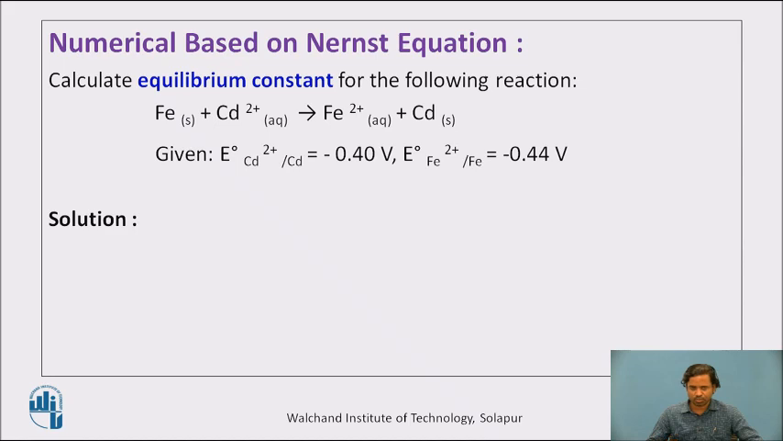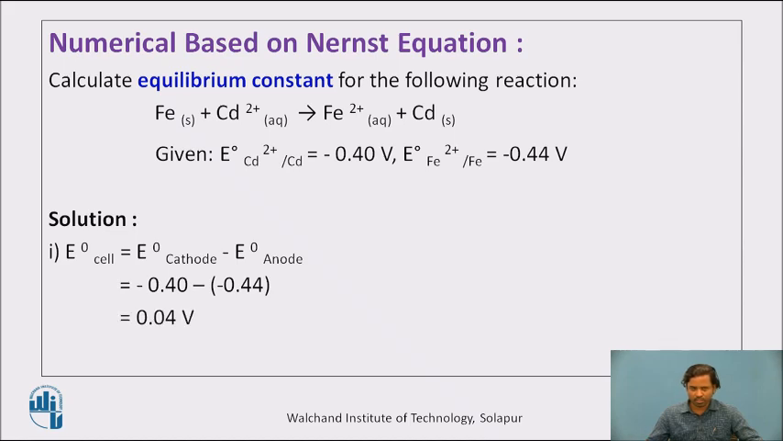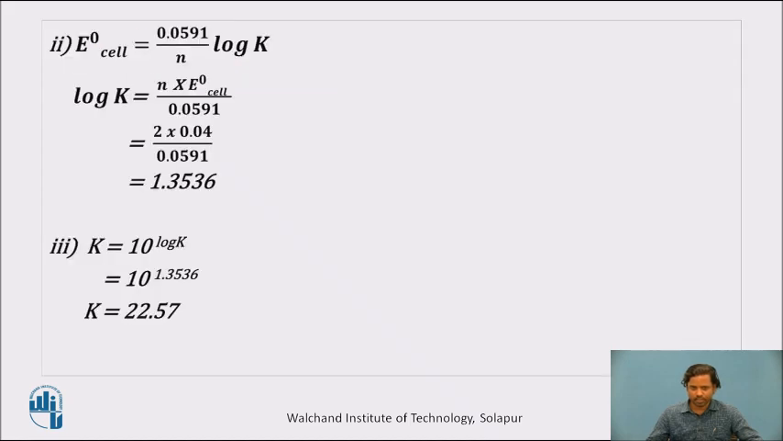Let's see the solution. First, we need to calculate E naught cell for this reaction, and that is given by the formula E naught cell is equal to E naught cathode minus E naught anode, that is minus 0.40 minus minus 0.44, that will give the E naught cell is equal to 0.04 volt. In the next step, we will use the Nernst equation.